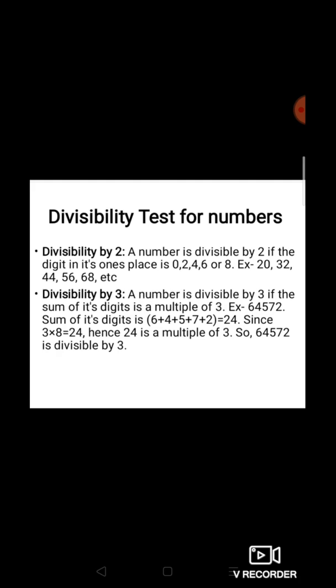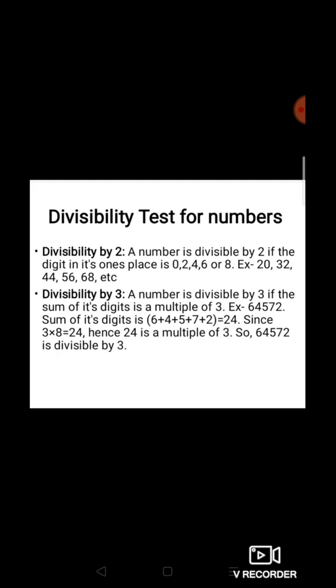Instead of 20, you can also write 30, 40, 50, all are divisible by 2. Similarly, for 32, you can write 42, 52, 62 and so on. So any number ending with 0, 2, 4, 6 or 8 is divisible by 2.